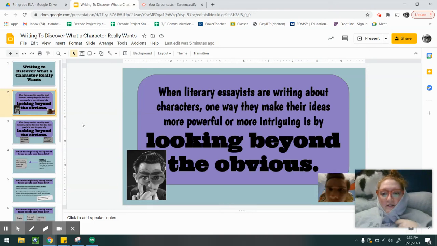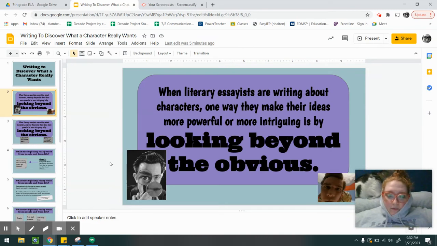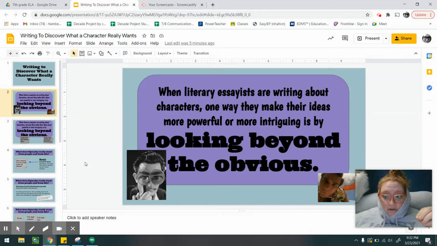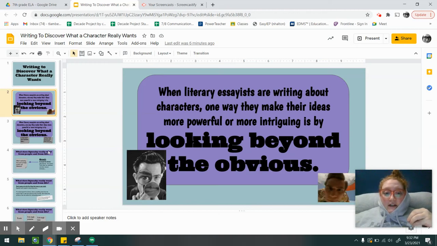I'm sorry. So, when we're writing an essay, one of the things that we're going to do, and that anybody that writes an essay is going to do to help make that essay more powerful, is we're going to try to look beyond the obvious. Like I just said, we're not just going to look for the thing that we notice first, but to try to dig a little deeper, which you guys have been doing a really great job at, and think about what else we could notice about our characters that is kind of just below the surface.